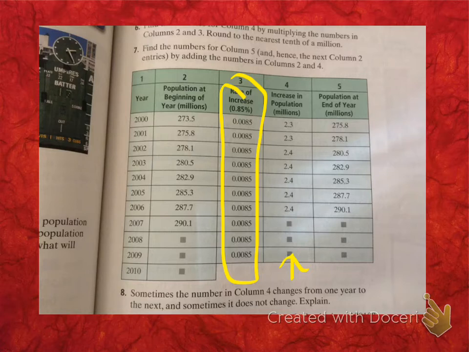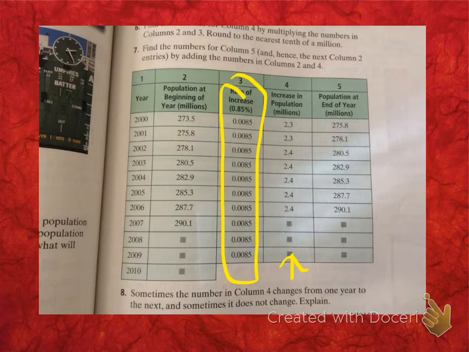But as the population gets bigger, since you're taking a percent of a bigger number, it goes up to 2.4 million. It's probably going to go up again to maybe 2.5 million. It might even go up to 2.6 million. So we're going to actually have to figure that part out in order to fill out this chart. All right, so let's assume that all of these other steps have been done.